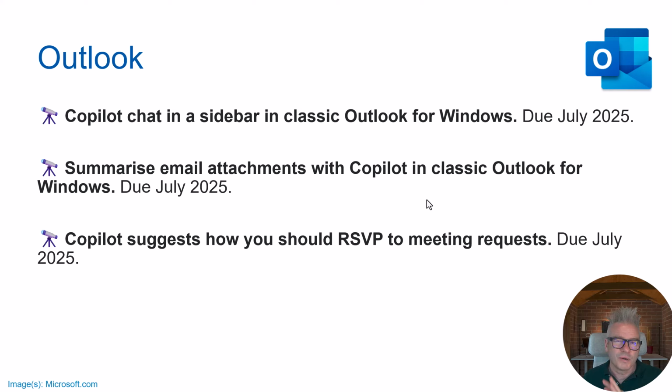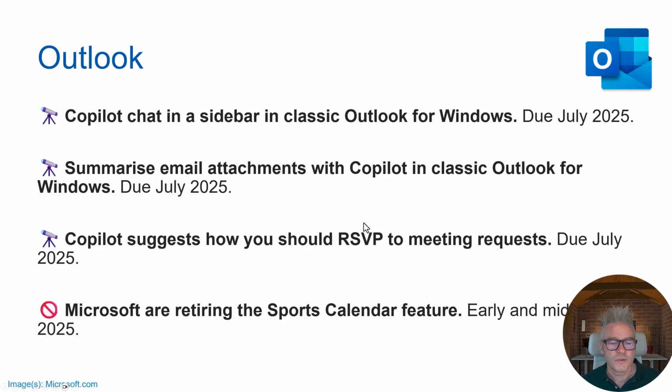So due July, but we'll see, because obviously these ones are a bit flaky, aren't they? These ones from the roadmap. So July or sometime afterwards. Microsoft are retiring the sports calendar feature. I don't know anyone who uses this, but I'm just going to pop that in there just in case that applies to you. Early to mid-June.